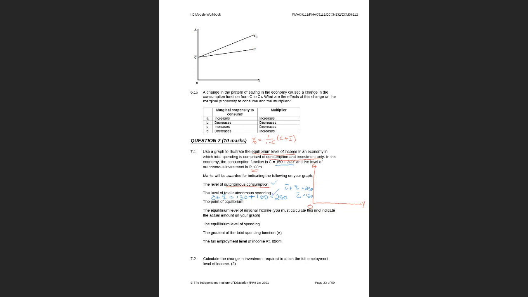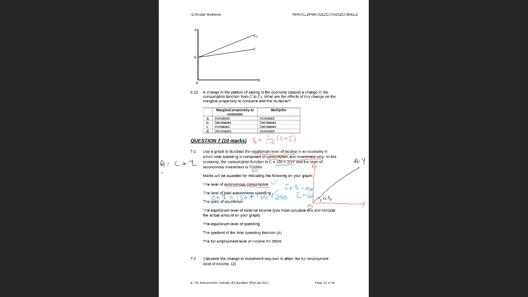Now they're asking us for a point of equilibrium. In order to get a point of equilibrium, we need two things. The first thing that we need is a 45-degree line, right? So we put our 45-degree line over there where A is equal to Y. And that's the first thing. But then we also need to have an aggregate spending function, right? And how do we get that? Well, that's very simple. It's A is equal to C plus I.